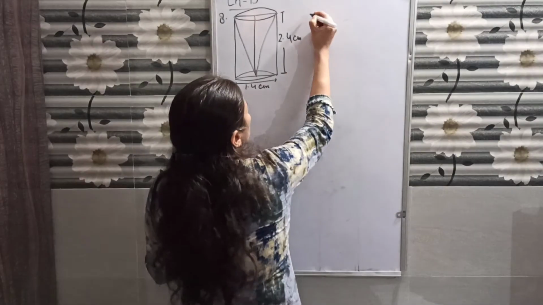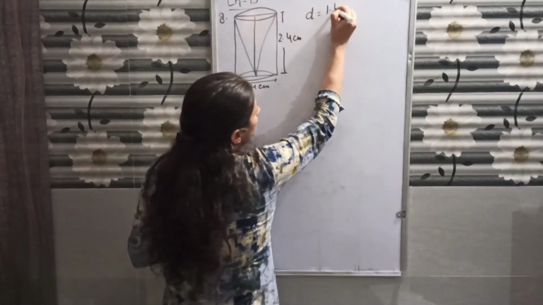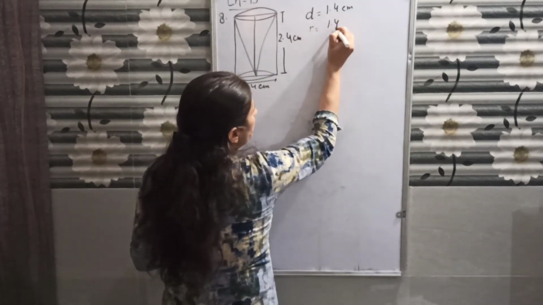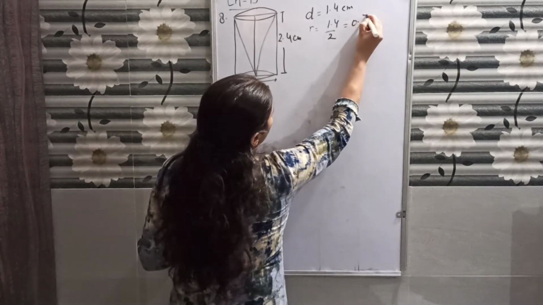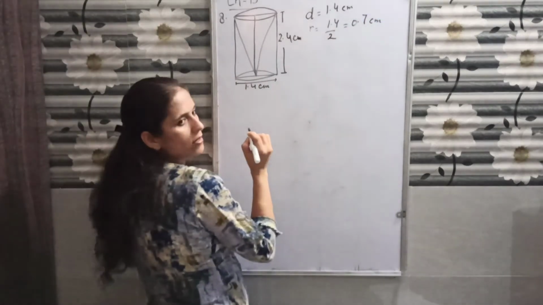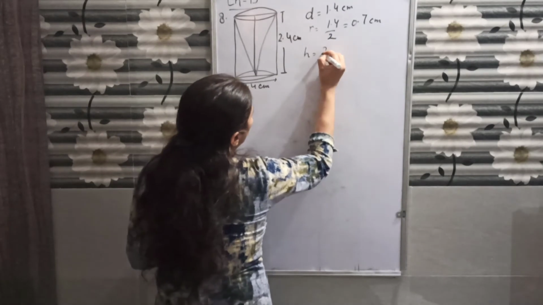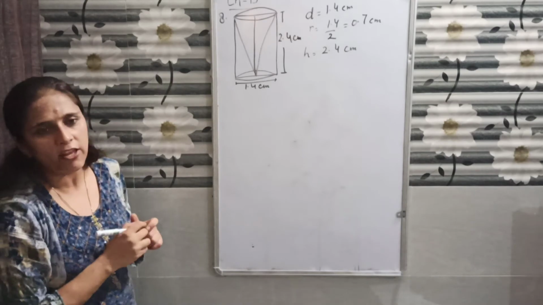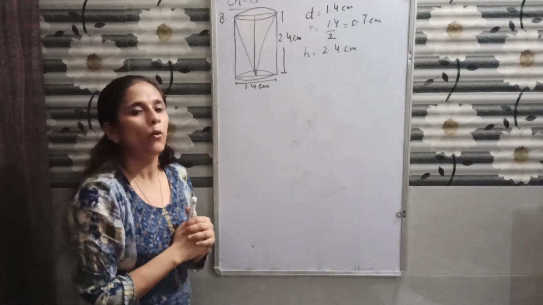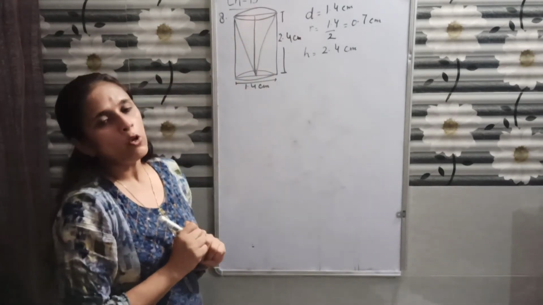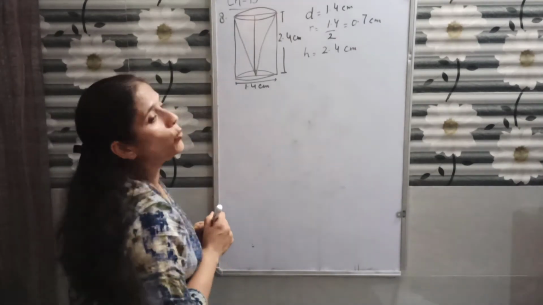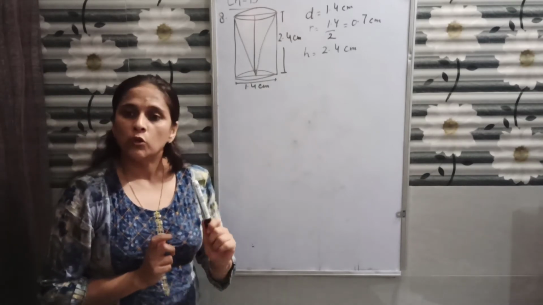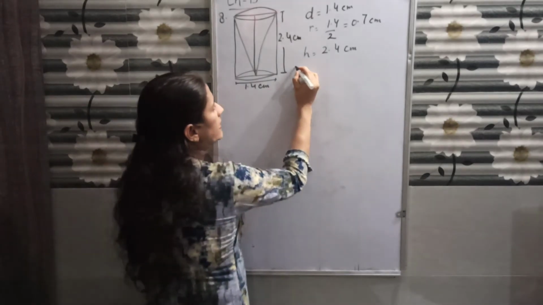Now you are given the diameter as 1.4 centimeter. So what will be the radius? It will be 1.4 divided by 2, that is 0.7 centimeter. And your height is 2.4 centimeter. Now first of all, you have to find the surface area of the solid. In the solid, you have a cylinder and you have a cone. The surface area of a cone is pi r L. You have r, but you do not have L. So first of all, you have to find L, that is the slant height.